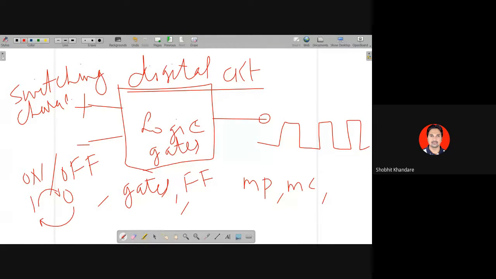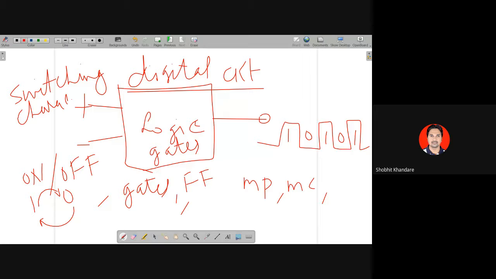Because we have only, can you see the output? You have 1, 0, 1, 0, 1, 0. There is nothing that is 0.33. There is nothing 1.22. There is nothing 0.79. There is no fraction. There is only 0 or it is 1. Okay. So you are switching between ones and zeros.